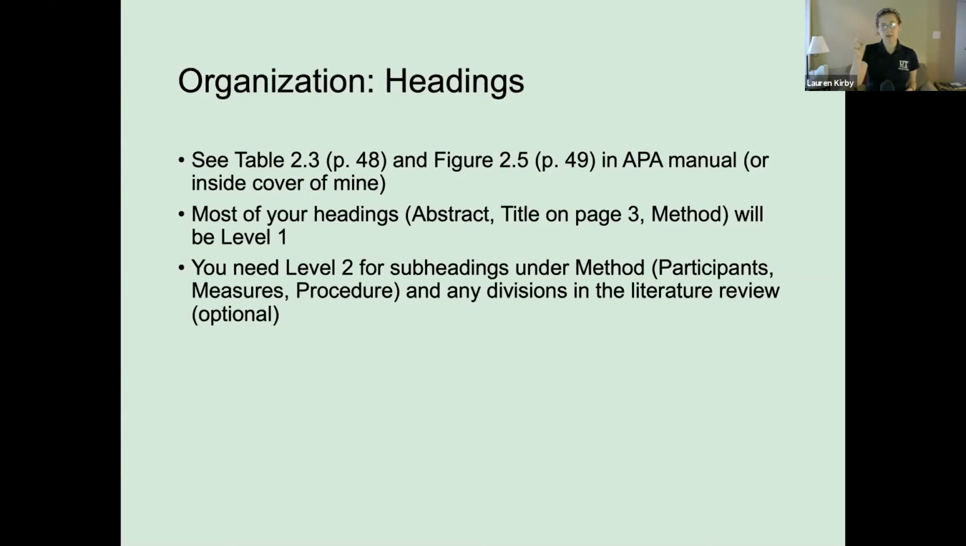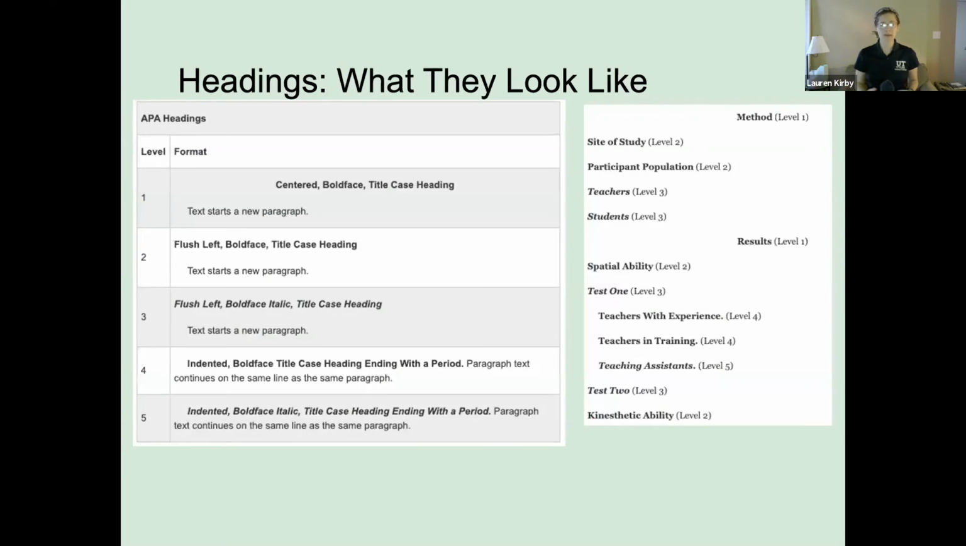So that's going to be participants, measures, procedure, analytic strategy. And if you put any subsections in your literature review, which is purely optional, but you are allowed to do that, they would need to be level 2 headings. What do I mean by level 1 and level 2 headings? Well, a level 1 heading is going to be centered and bold. A level 2 heading is going to be left justified and bold. And these are going to be in title case, just like your title on your title page.